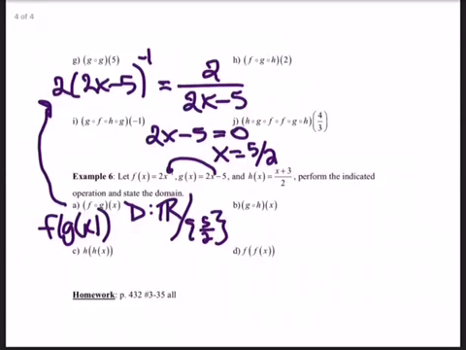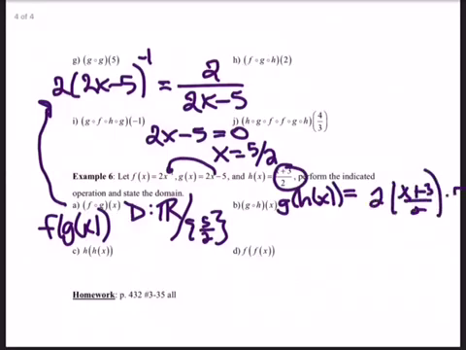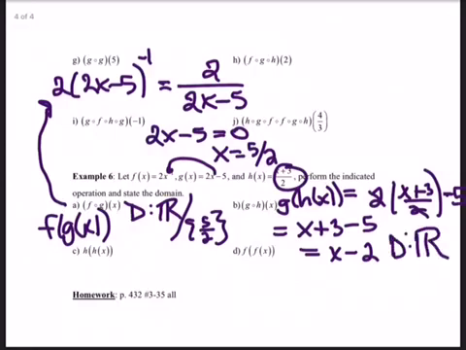Alright, so let's look at g of h of x. That means we're going to insert h into g. So that's going to be 2 times x plus 3 over 2 minus 5. Alright, so these 2's are going to cancel, so that's going to give me x plus 3 minus 5, which is x minus 2. That has a domain. It doesn't matter what I plug in. It's all real numbers. Alright, I'd like you to try C.